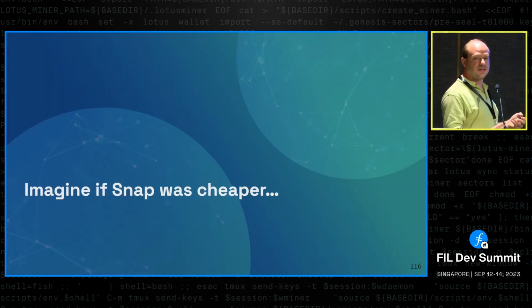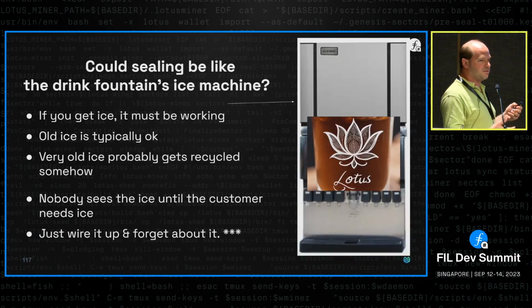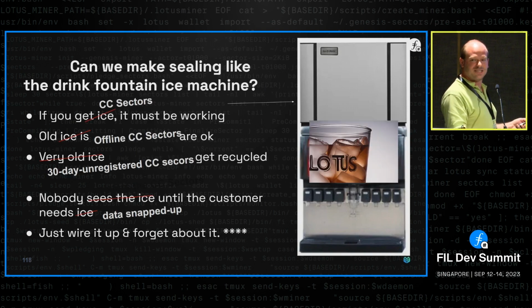So we got to thinking, what if snaps were just cheaper? And we visualize it like a soda machine's ice machine that sits up on top. You know, if you get ice, it's working. Old ice is probably all right. You know, very old ice, hopefully something happens with it. And you don't really use the ice until the customer comes up and needs it. So what if we could do that with CC sectors?